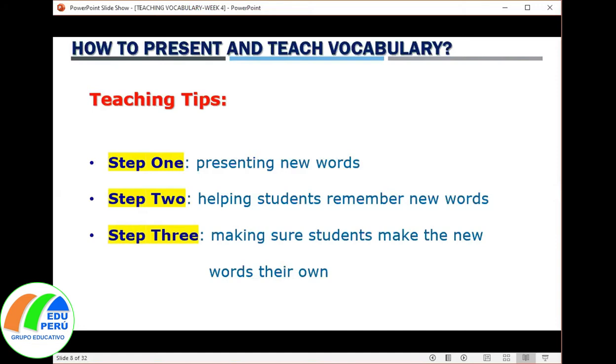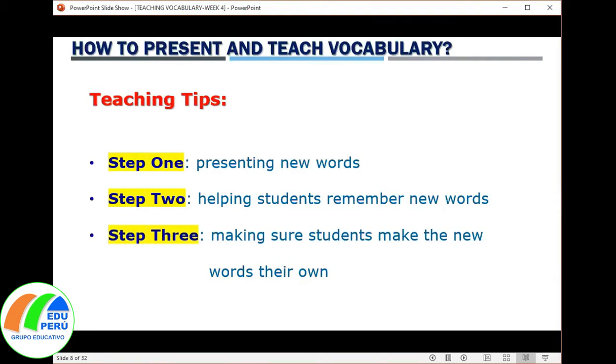So notice here the 3 different steps that we are going to follow when we teach vocabulary. The first one, presentation. You present words. Second, some activities, some tasks that you could use with students to remember these words. And finally, to make your students appropriate these new words or this new vocabulary.